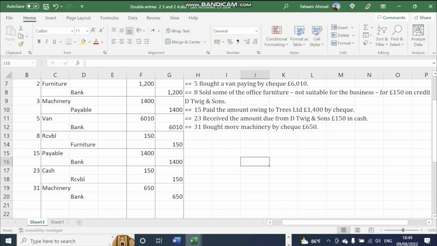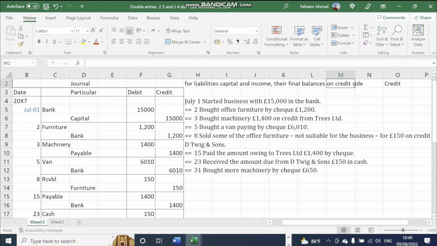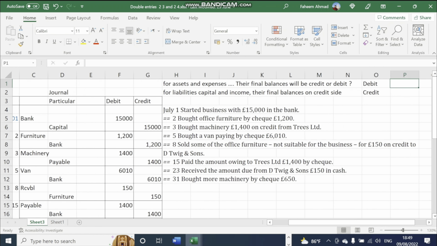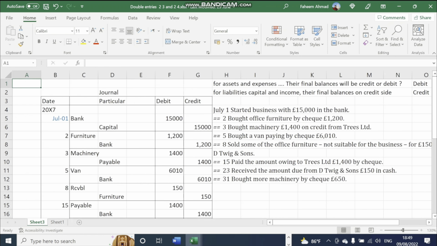So this is the complete solution for this question. I hope you guys have understood the concept of double entries for statement of financial position items, accounting equation items, that are assets, liabilities, and capital.